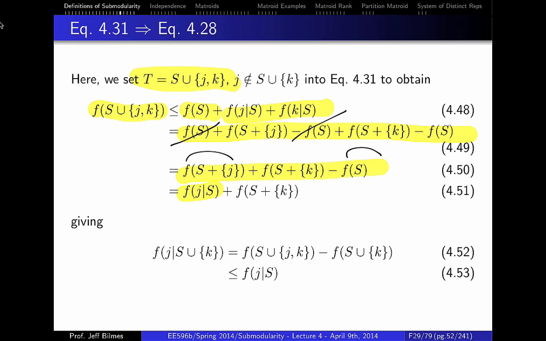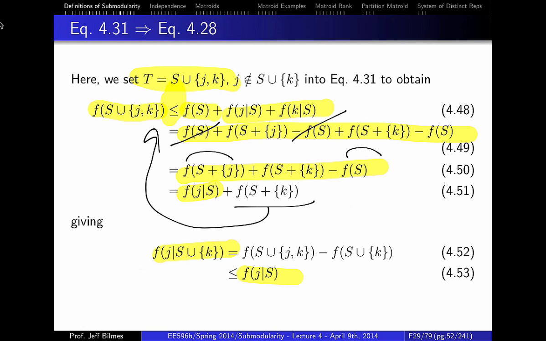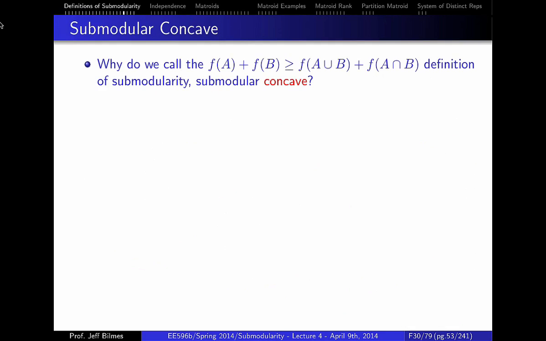So basically we're done now. When we bring this over to the left-hand side, we've got the gain of J in the context of S union K, which is less than or equal to the gain of J in the context of S. So hence, we've proven it. Okay, any questions? Okay, no questions?